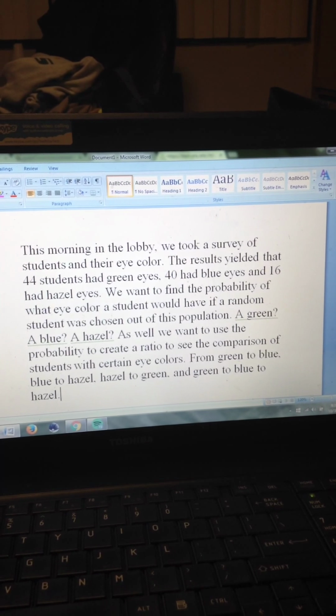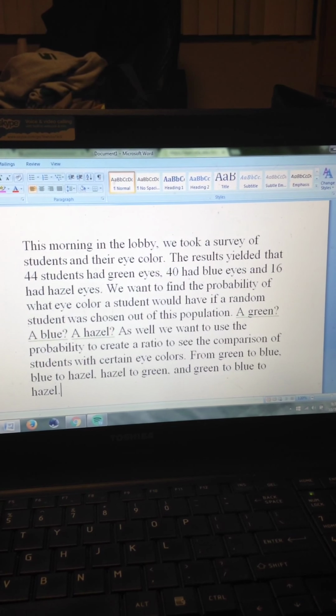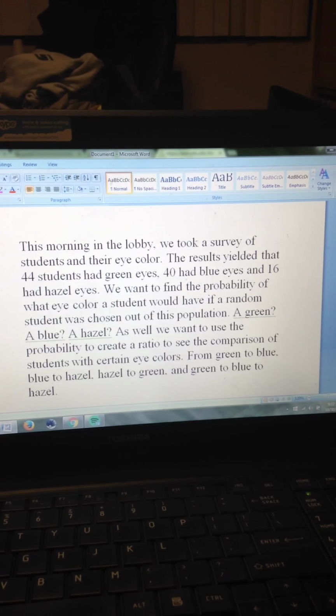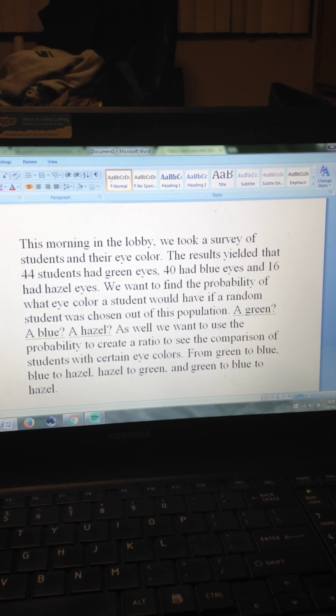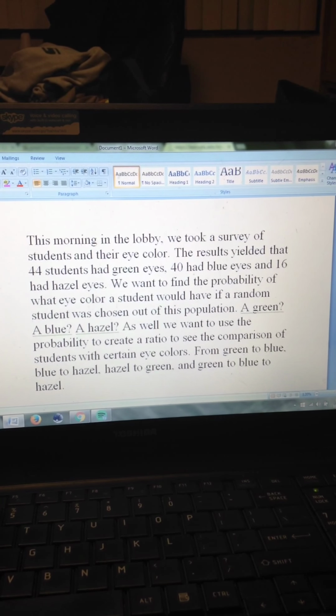As well, we want to use the probability to create a ratio to see the comparison of students with certain eye colors. From green to blue, blue to hazel, hazel to green, and green to blue to hazel.